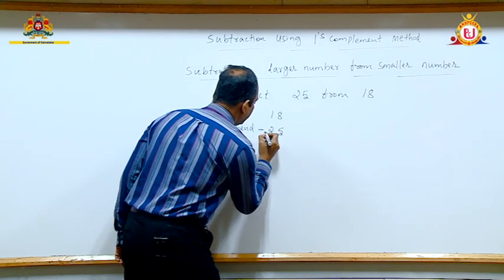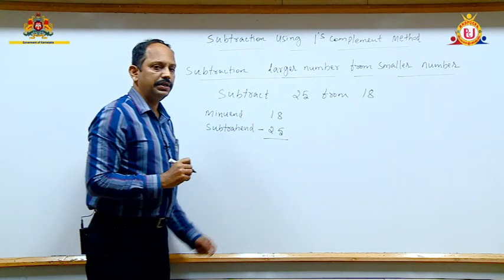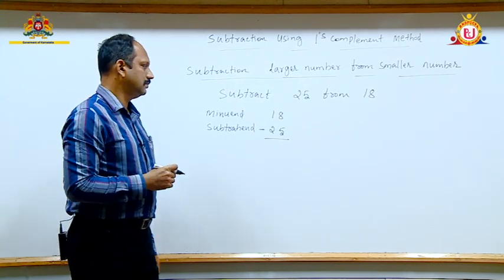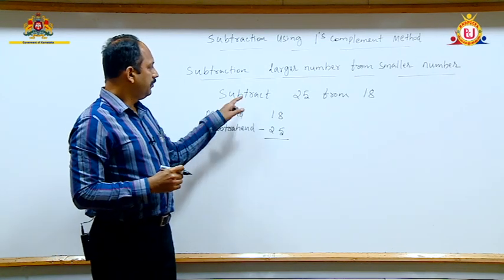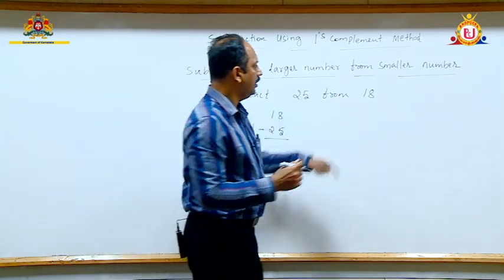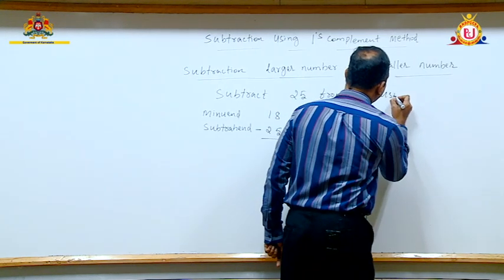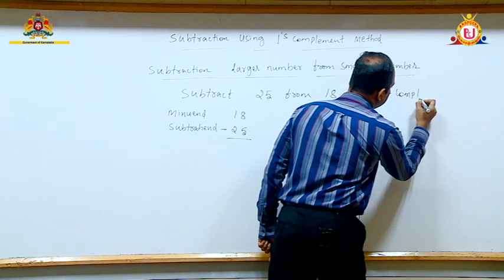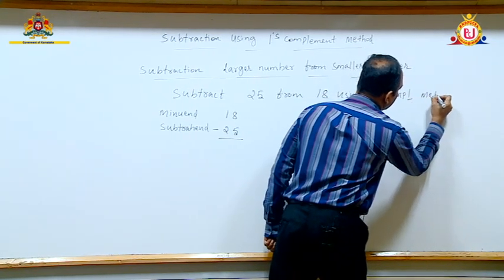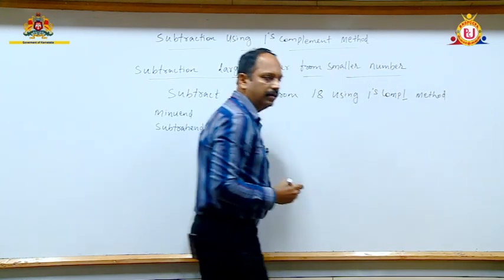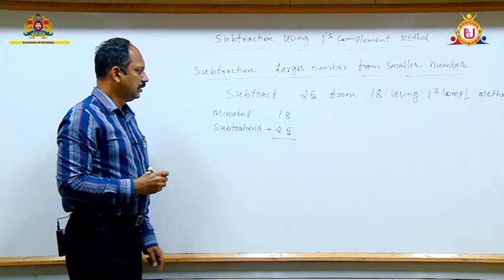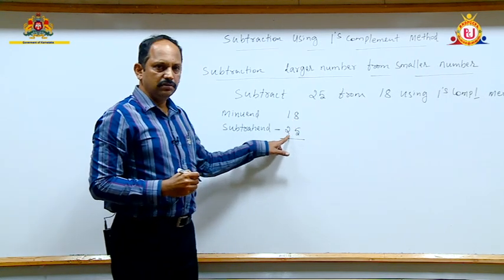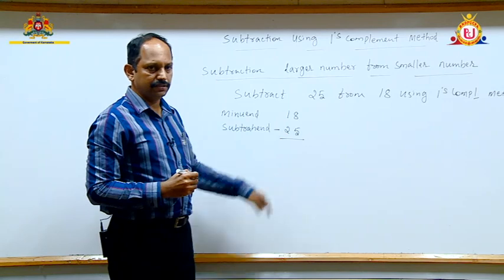So, we are subtracting, therefore I am putting the minus symbol that we use in the decimal system. But we have to subtract 25 from 18 using the ones complement method. Using the ones complement method, we have to convert this number into its binary equivalent and also this one. Let us convert them one by one.